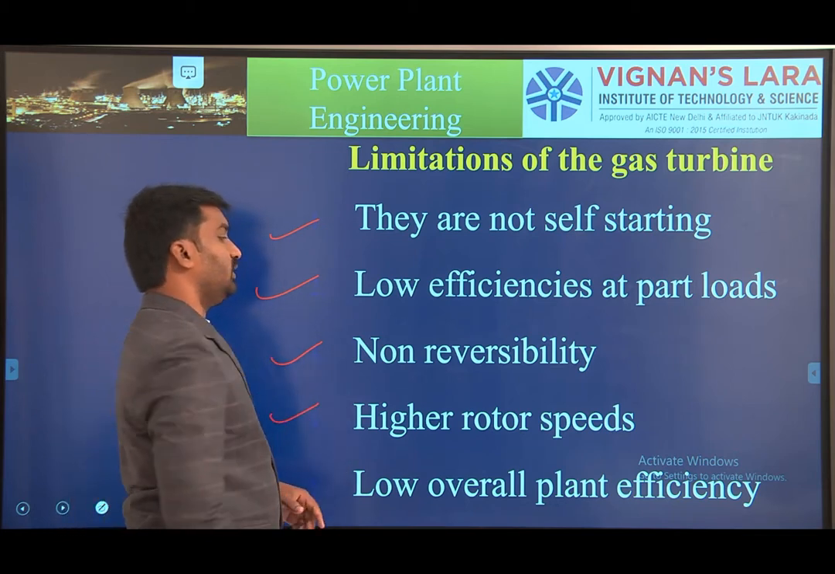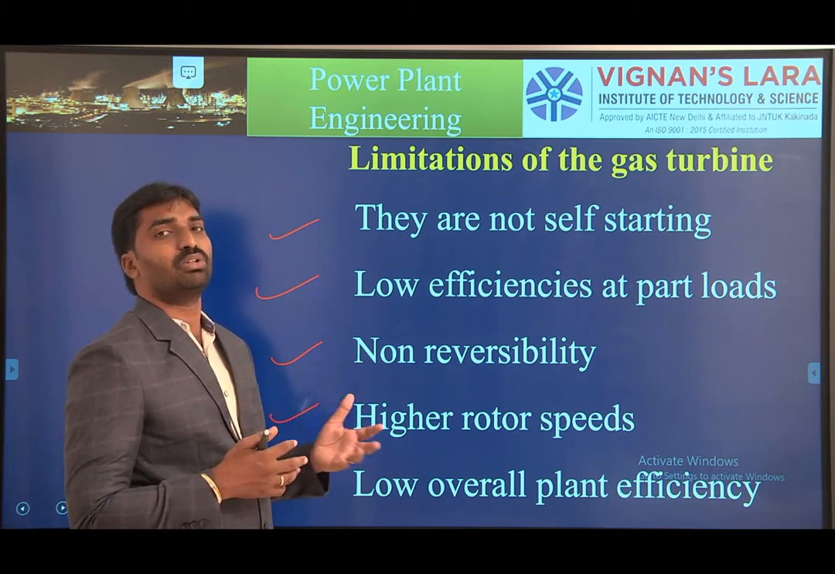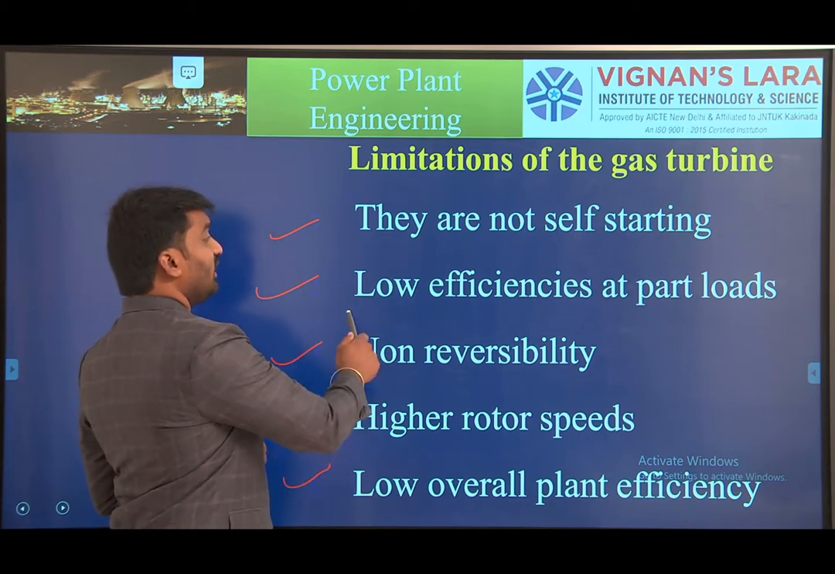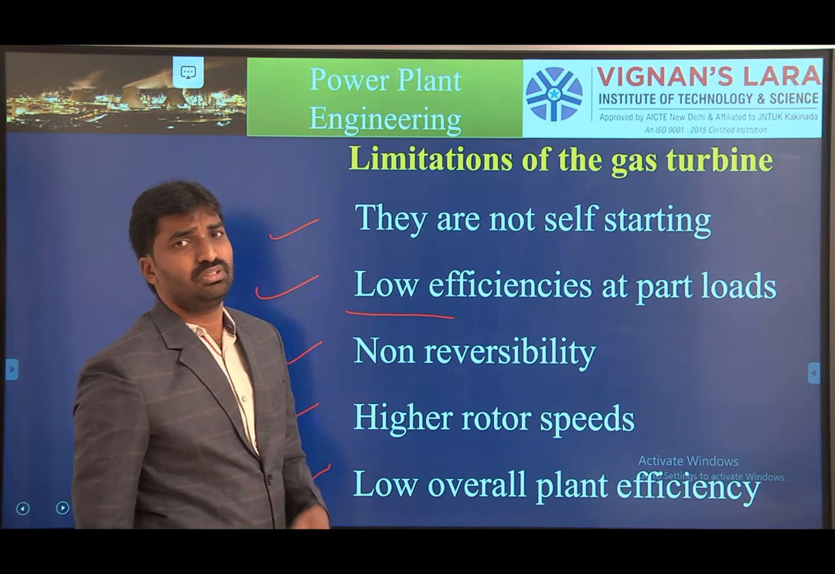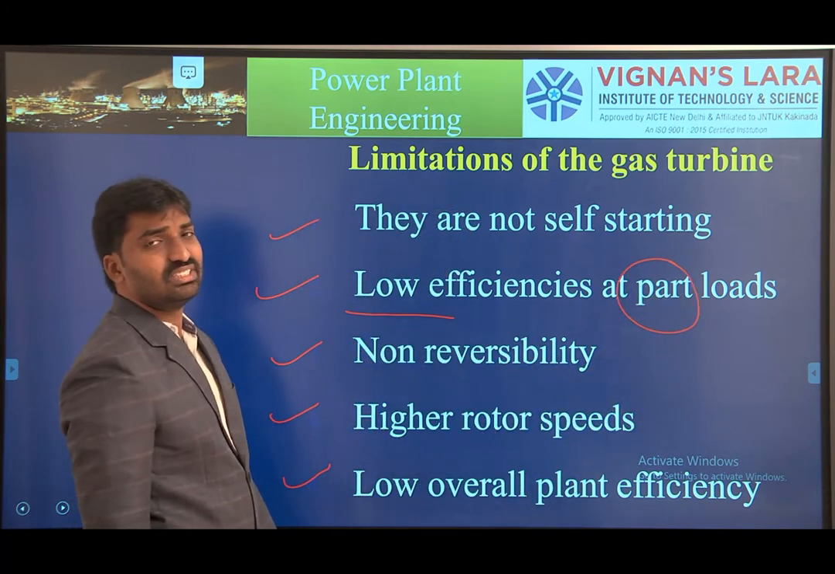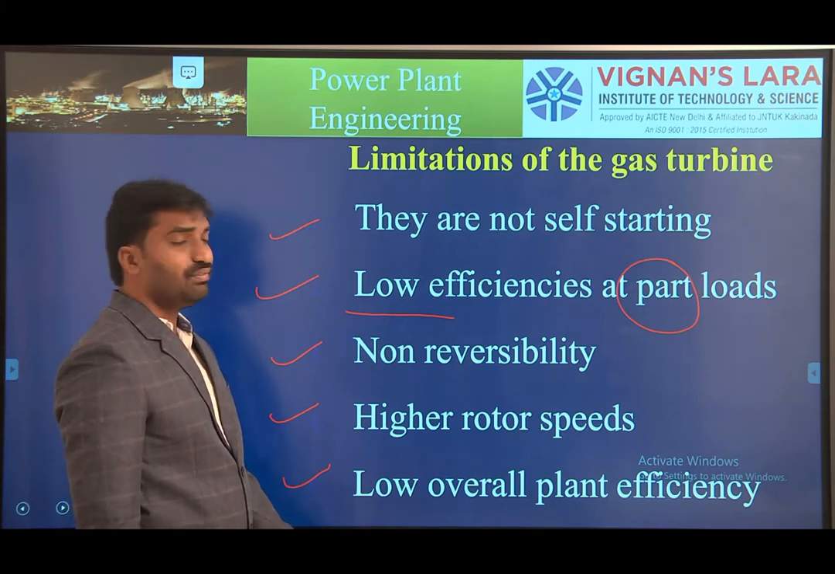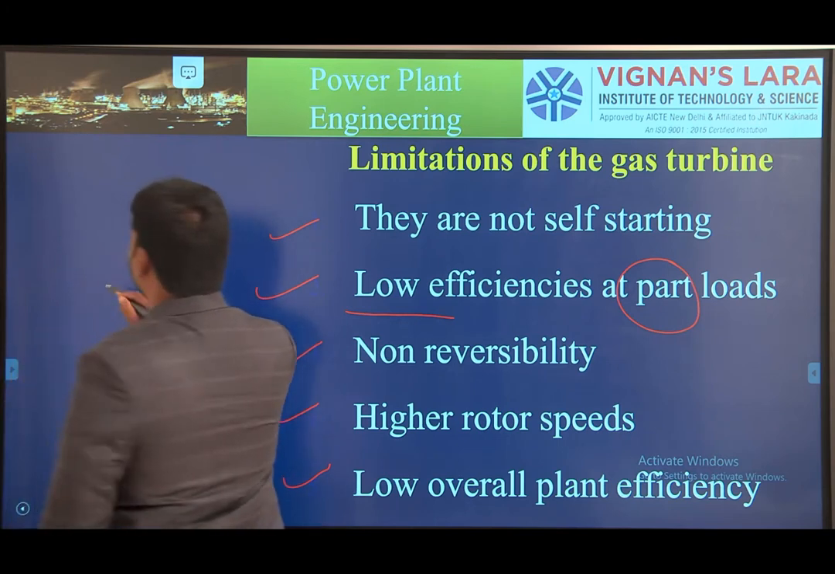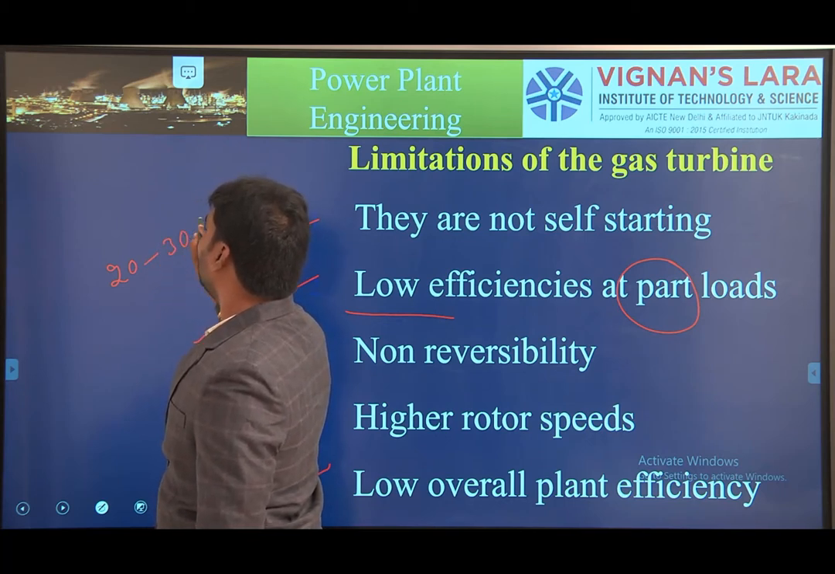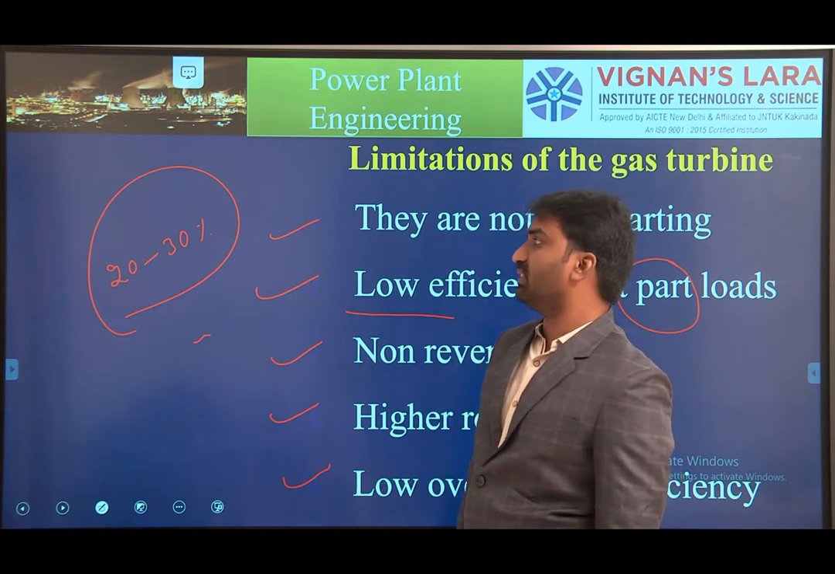We generate electrical energy from the fuels, but reversely we don't create the fuel gases. That is the non-reversibility condition. Also, there is a higher rotor speed: it rotates at a high speed compared to the others, and that is another limitation. And it's not only the lower efficiency at part loads. When compared to the steam power plant, the overall efficiency of a gas turbine power plant is very low, ranging from 20 to 30% only.